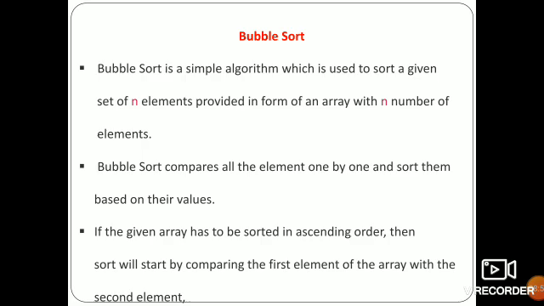In the bubble sort, all the elements have to be compared one by one. We are not selecting, we are not inserting. It will move in the forward direction, one by one, and sort them based on their values. If the given array has to be sorted in ascending order, the sort will start by comparing the first element of the array with the second element.